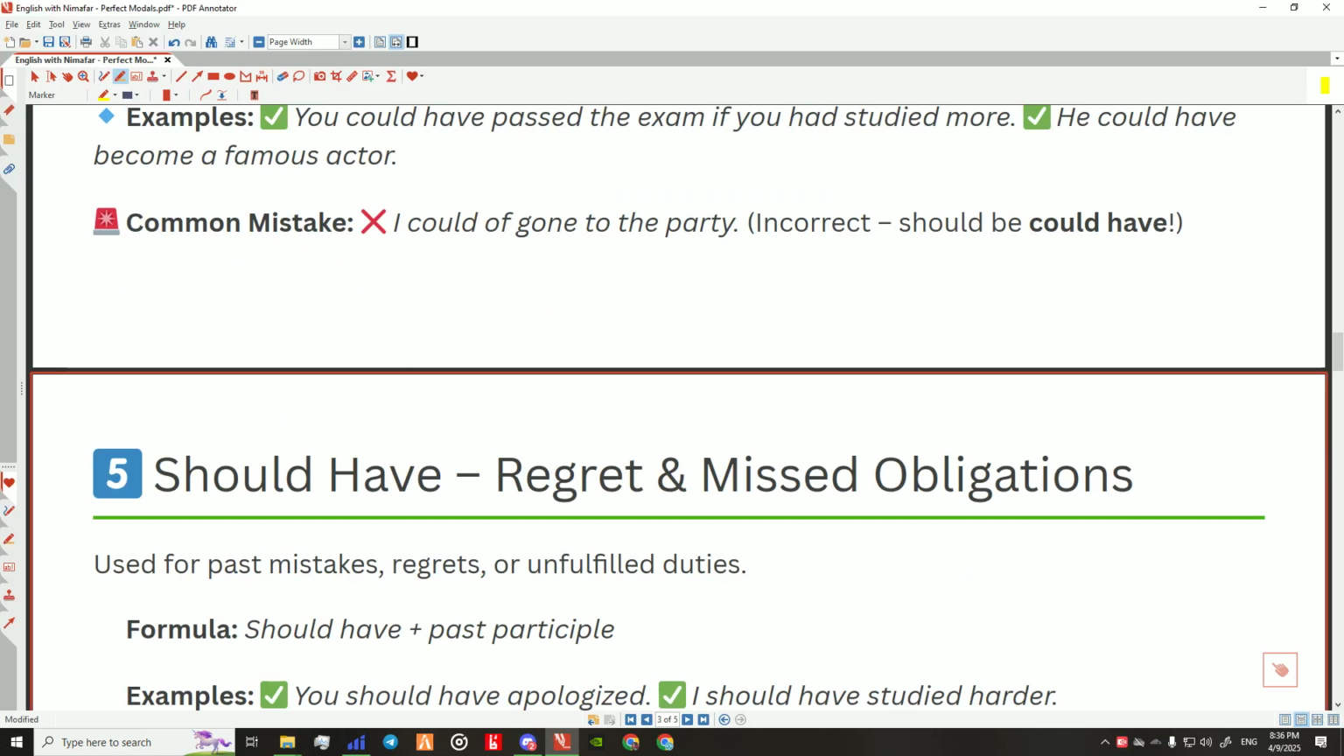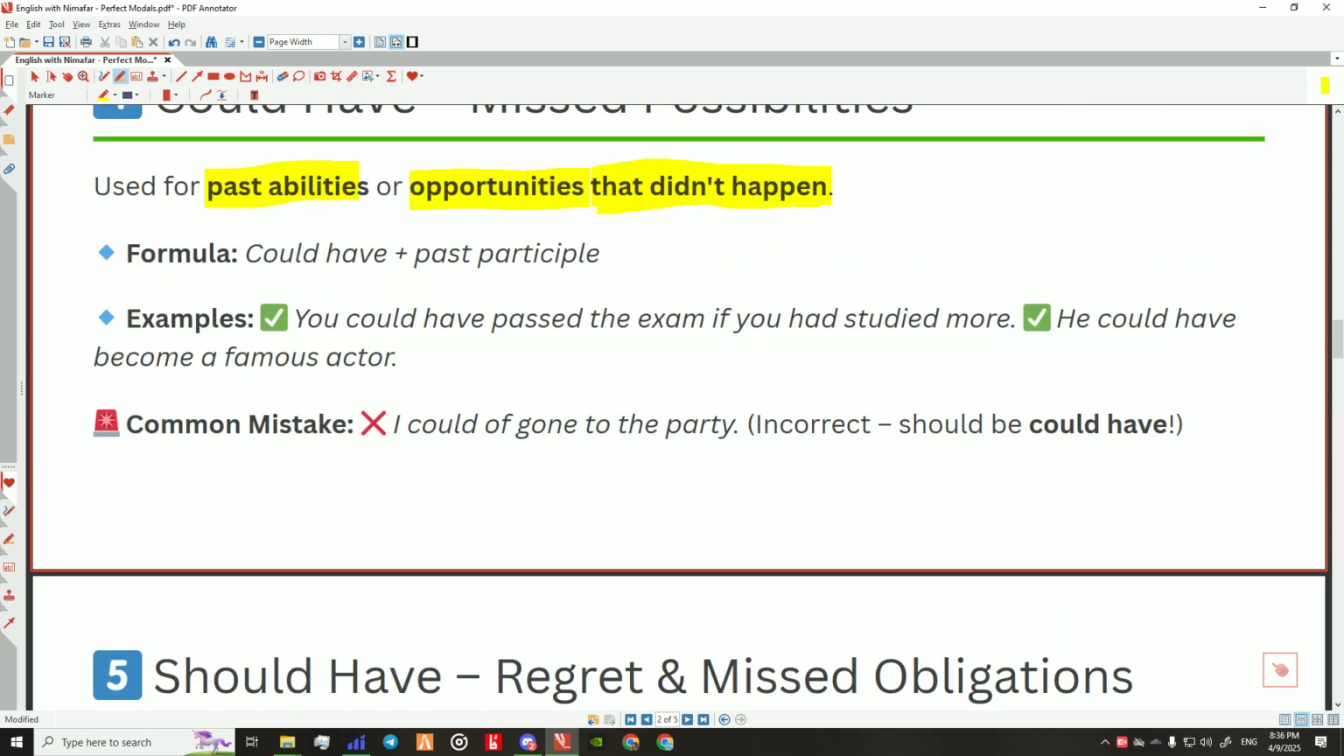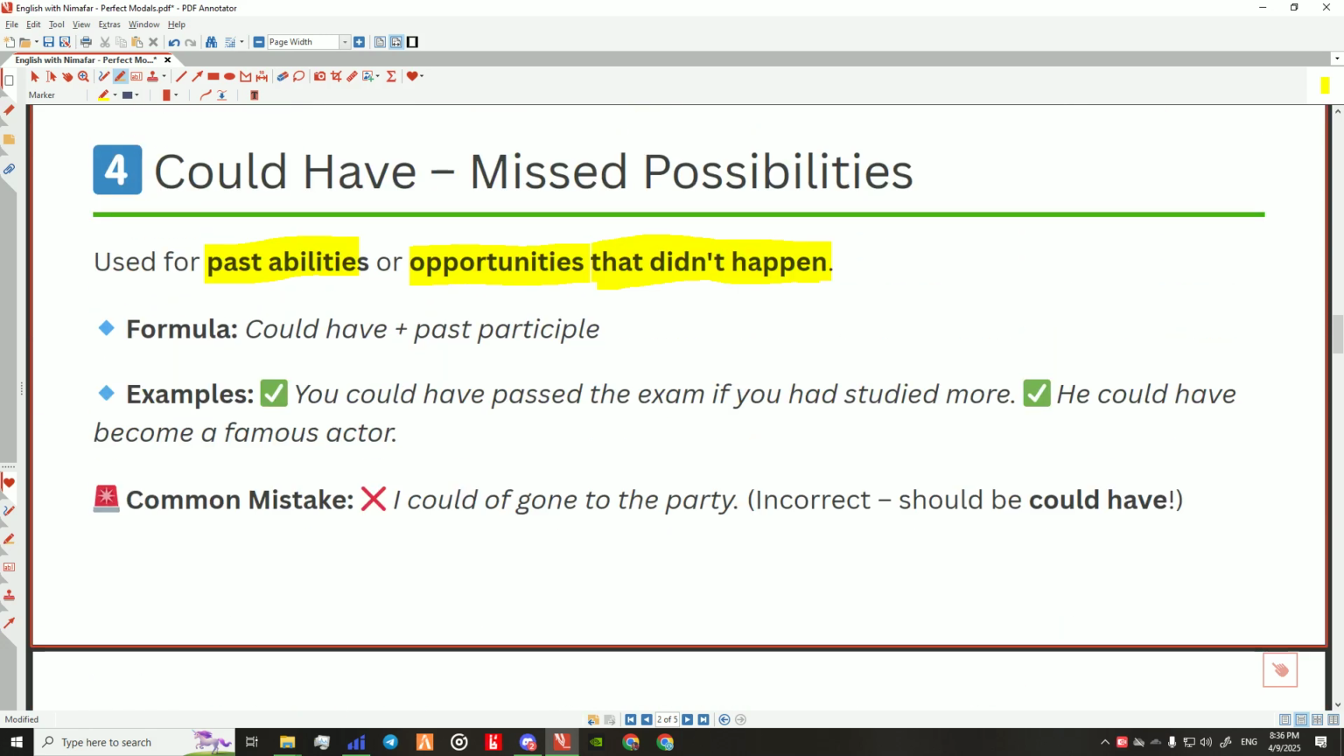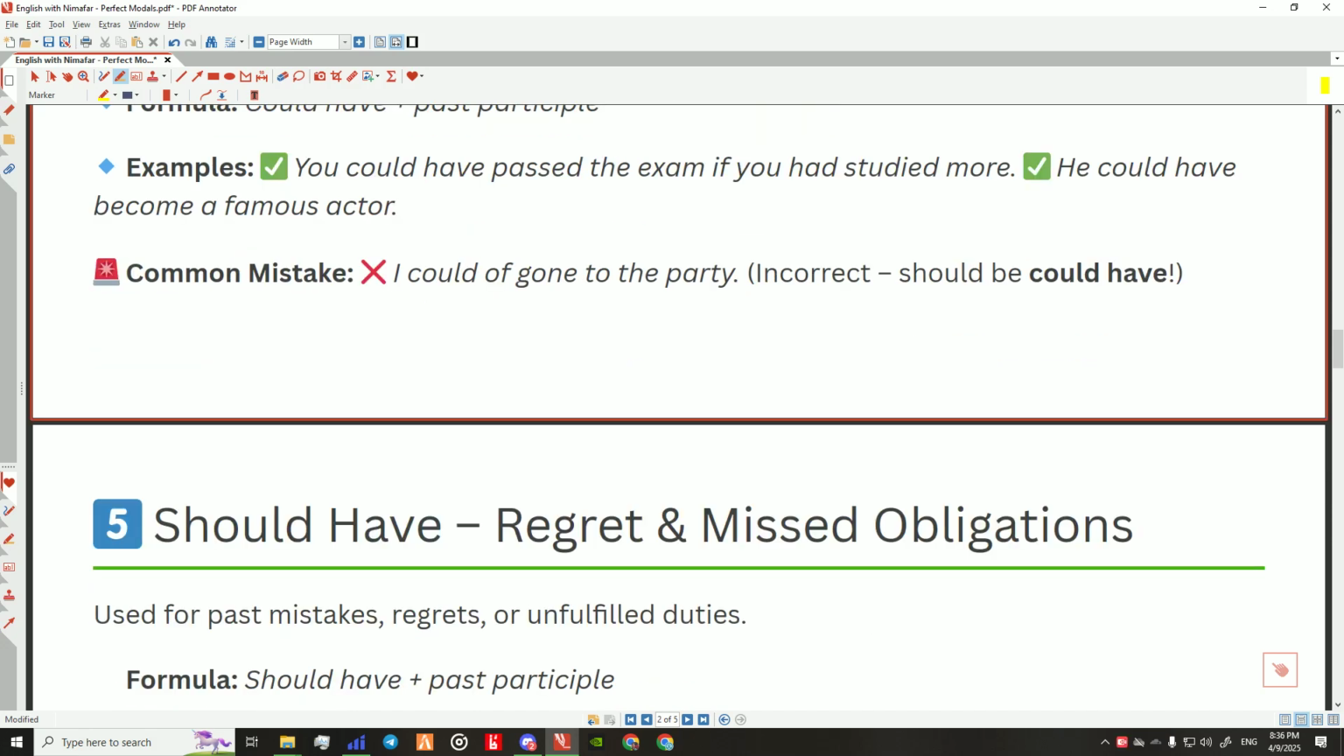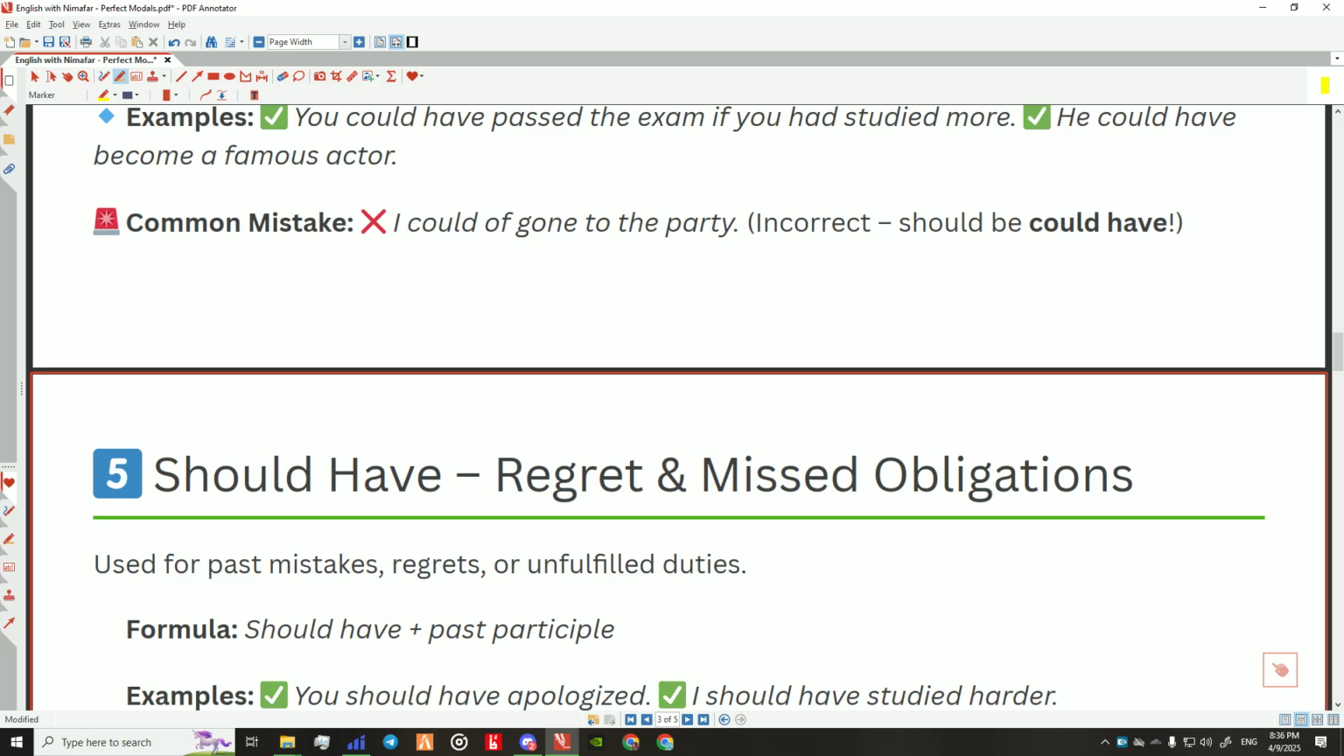Should have. Regret and missed obligations. This is important. Here we said possibilities. Could be good, could be bad. This is obligations, rules. Something you should have done, but you didn't. Duties. Here you said past mistakes, regrets, or unfulfilled duties, not possibilities.